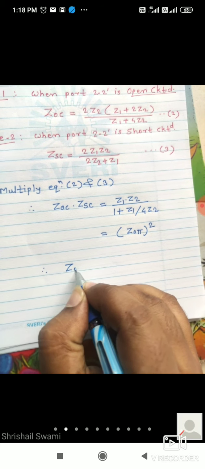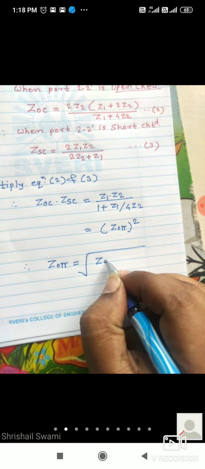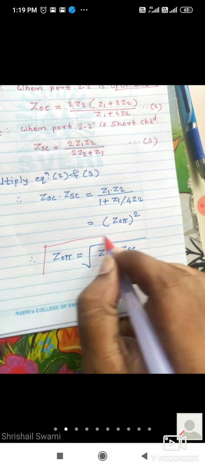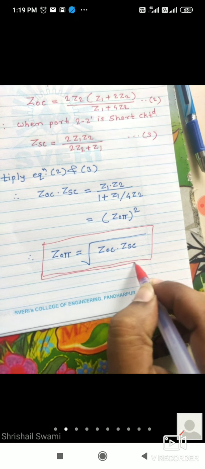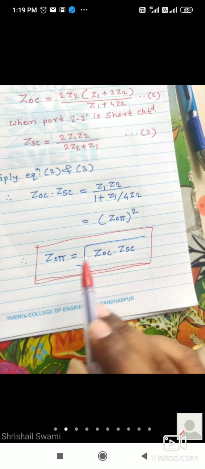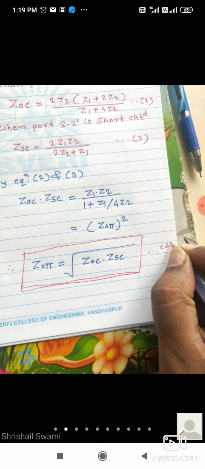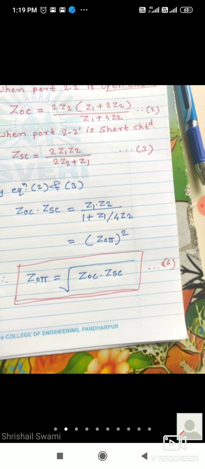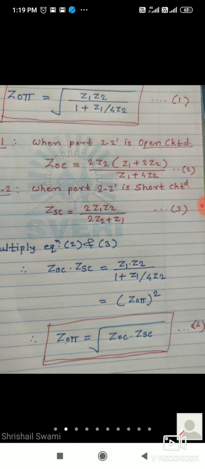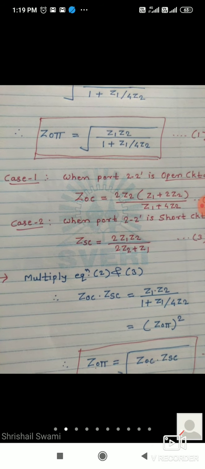So Z0 pi is also equal to under root ZOC into ZSC. So this is another equation showing the relation between the characteristic impedance of the pi filter with respect to open circuit and short circuit. So you can call it equation number 4. All these will be asked as MCQ questions, or the formulas are required in the design of any filter which we are going to learn in this unit.